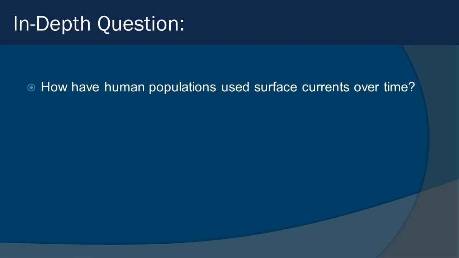All right, we have just completed water's journey around the ocean basins. So let's turn it back to you. Here's your in-depth question. How have human populations used surface currents over time?